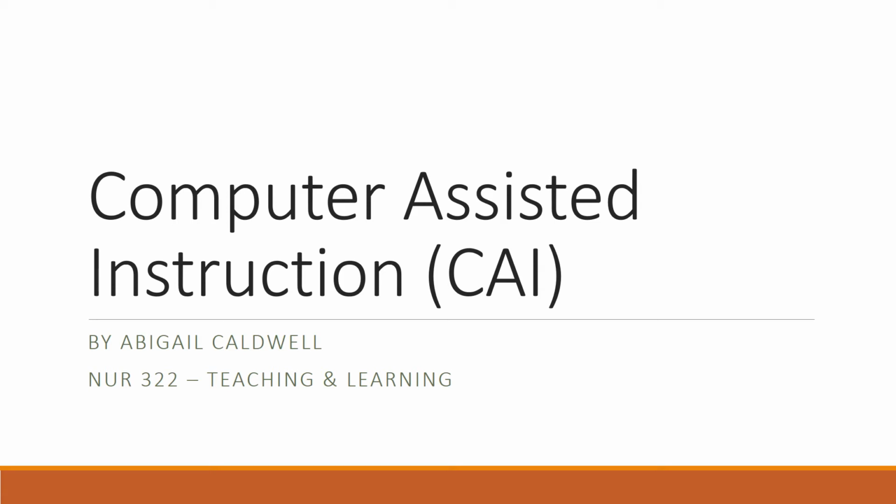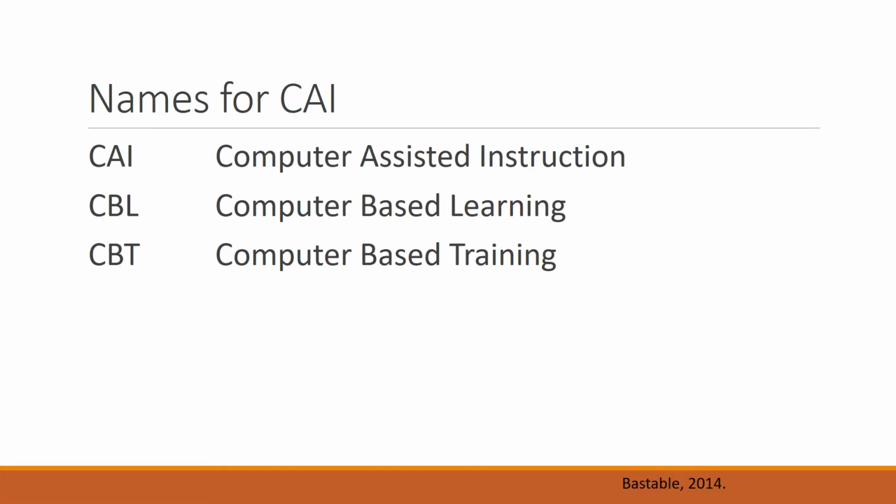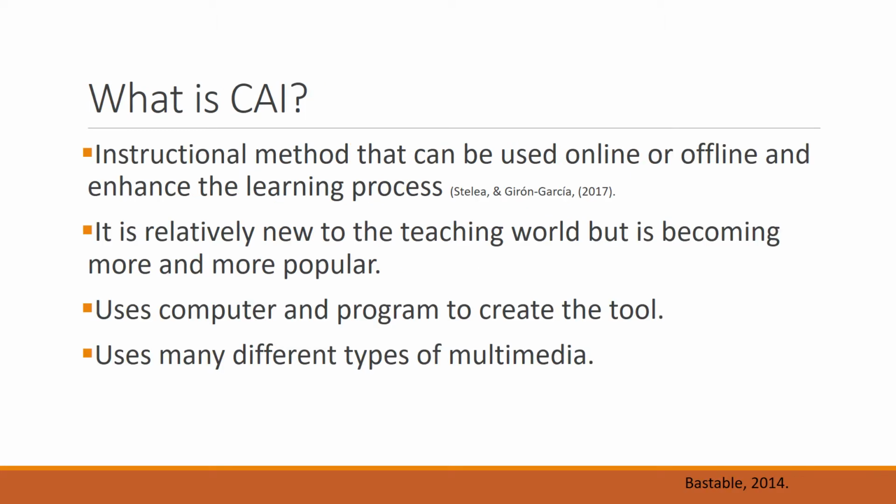I am doing my presentation on Computer Assisted Instruction, or CAI, for Nursing Class 322, Teaching and Learning. Before we get started, I thought I would give you a few of the names that CAI is also known as. The textbook talks about three: CAI, Computer Assisted Instruction; CBL, Computer-Based Learning; and CBT, Computer-Based Training. They all mean the same thing and can all refer to CAI.